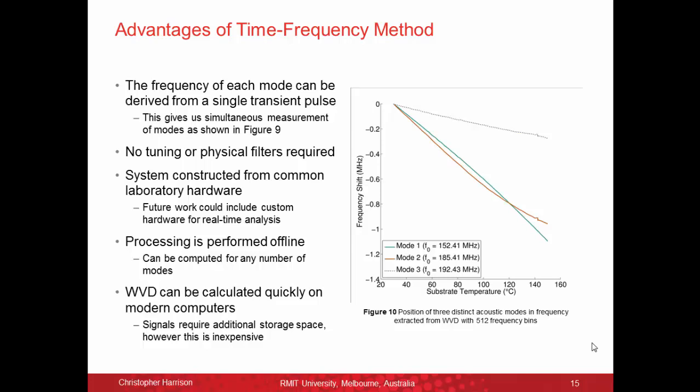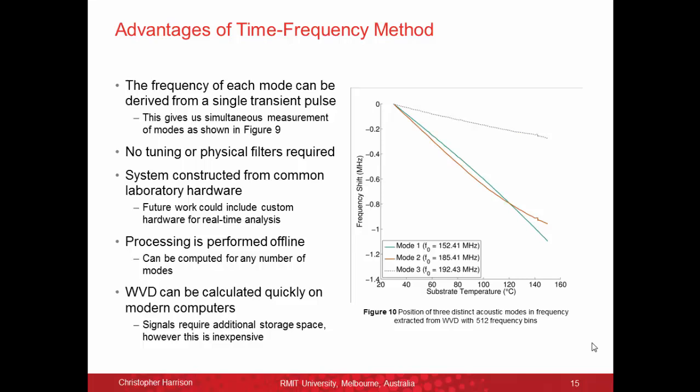We did one transient pulse, which takes a couple of microseconds, transformed it, extracted the peaks, and we can overlay each of those acoustic modes on top of each other, which is something you can't do with, say, the frequency oscillator method. We did this without any sort of tuning or physical filters in the system. It's all built from common lab hardware, so if you have a VNA, you've probably got a scope flying around somewhere too. And most of the processing is performed offline.